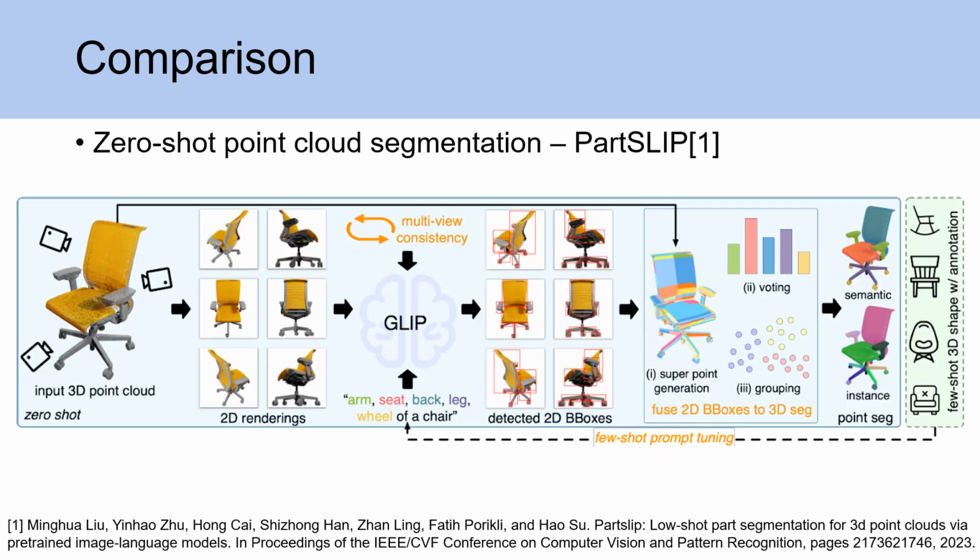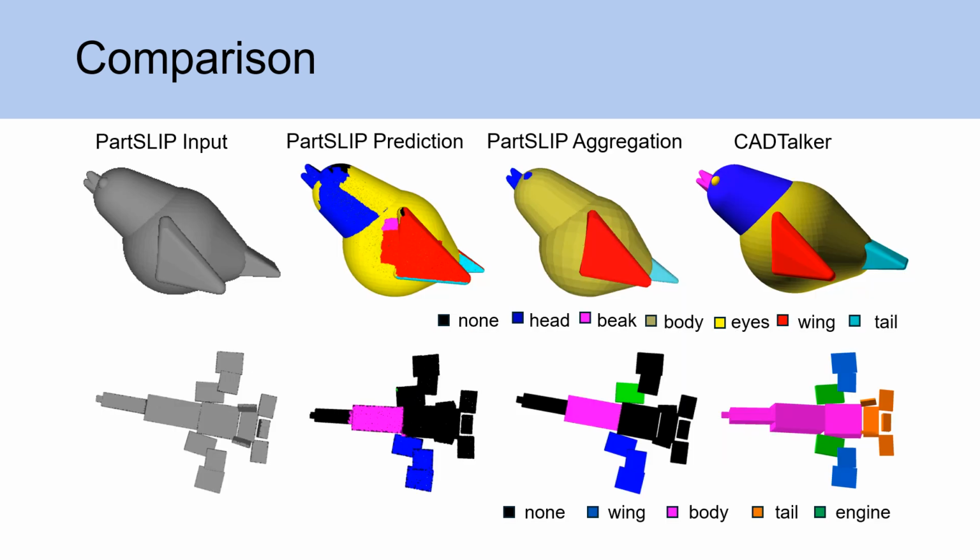We have compared our method against 2 SOTA approaches. The first one is Parsley for zero-shot point cloud segmentation. As you can see, they also adopted a foundational vision model to do image space part segmentation and voted back to the point cloud. A visual comparison is shown here. Mislabeled parts can be seen from their results.